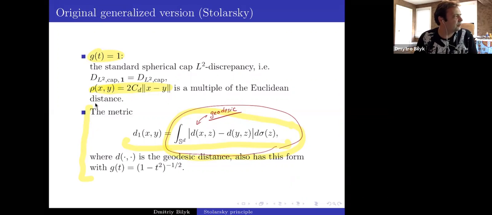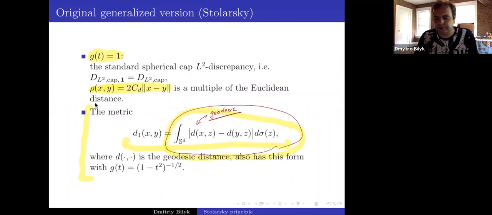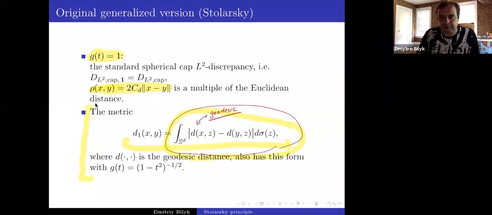It's interesting to understand what this would really mean, and what it can give you. Off the top of my head, I don't know, but you could consider different distances here. Instead of putting geodesic distance, put other distances, and you would still get a Stolarsky principle of a similar type with some weight.